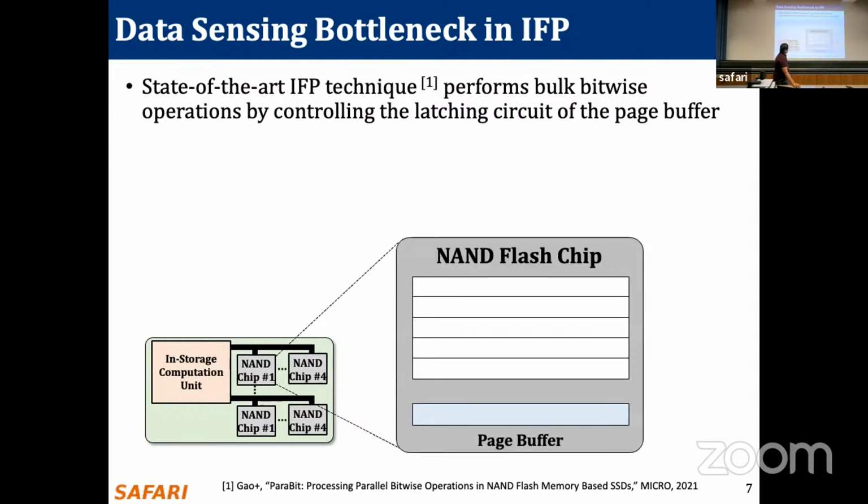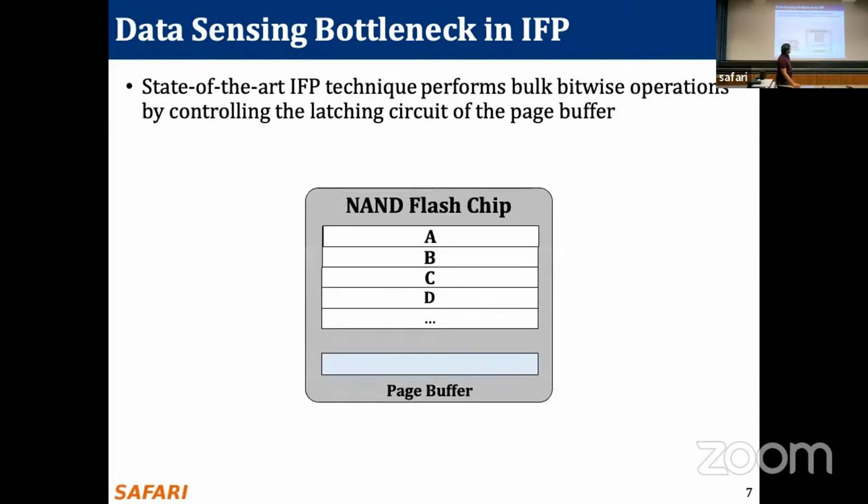And if we look at an individual flash chip here, we see a number of pages which are available and a page buffer. This page buffer is typically used for programming pages to the flash chips from the host or from the in-storage computation unit, or while reading, this page buffer is used to store the data. So let's say these bulk bitwise operands are stored in each of these pages. Let's say we have many pages like this, where the operands are stored.